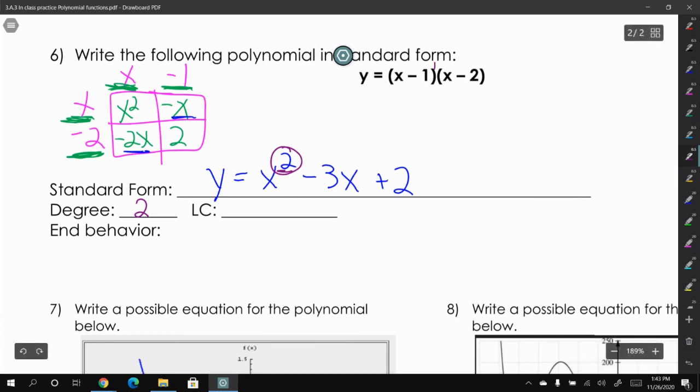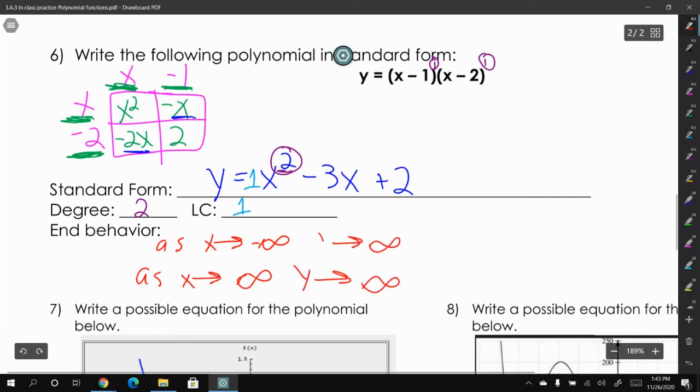If we look up here at the original factored form, those are invisible first powers there, and 1 plus 1 is 2. Leading coefficient, the invisible 1 in front, and then end behavior. As x approaches negative infinity, so the left side, because our degree is even and our leading coefficient's positive, both ends are going to go up. So y approaches infinity. And as x approaches positive infinity, y approaches positive infinity.